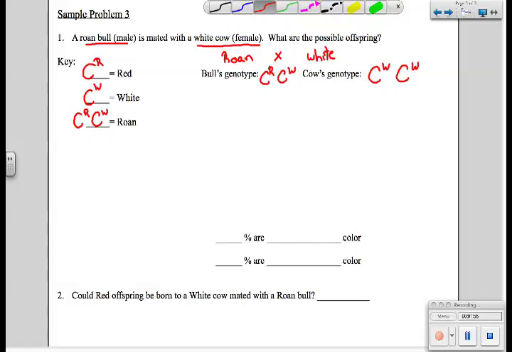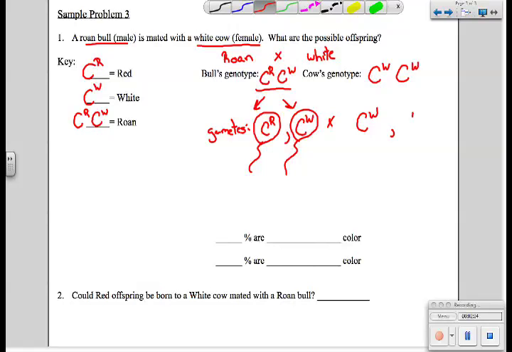Next, what are the possible gametes? This is one trait, the two copies of that one trait. During meiosis, the two copies get segregated out so that my possible gametes are C^R or C^W from the bull. These are now the sperm. The eggs that are produced from this cow are either C^W or C^W. These are now the eggs.